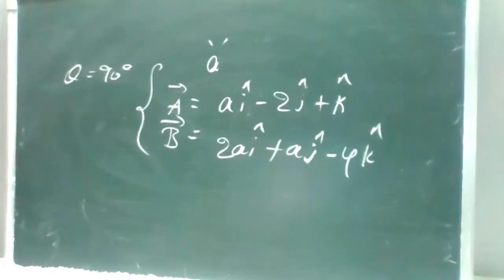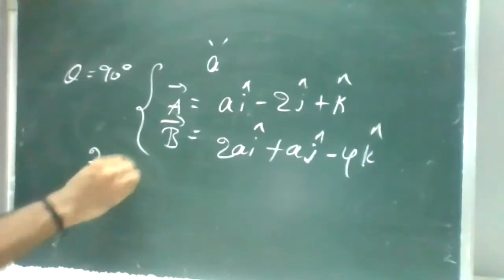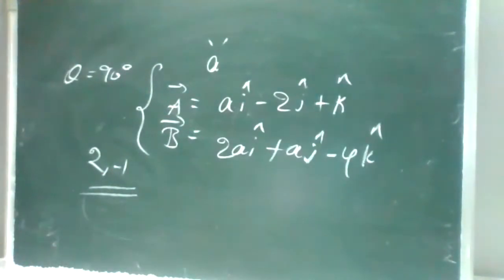a is equal to 1 and minus 2. Yes, ma, a is equal to 1 and minus 2, but actually the answer is 2 comma minus 1. Maybe you have missed something. So the answer is 2 and minus 1. Check it. Swetha, how did you do it? Can you explain a little?